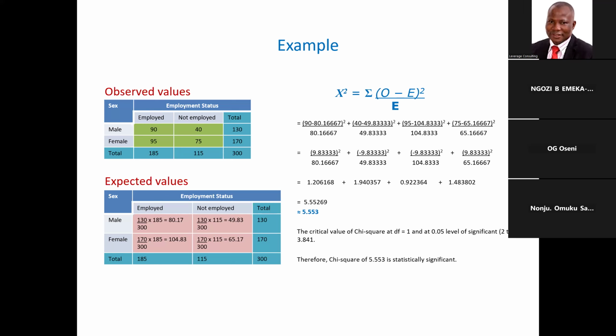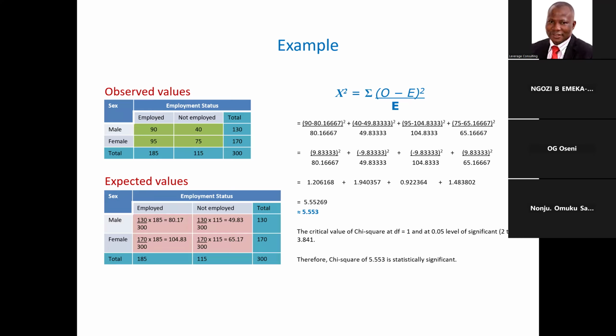5.553 is far greater than 3.841. That is why we know that the corresponding p-value, which is the probability that the difference we have observed is due to chance, will be less than 0.05, because 3.84 corresponds with the 0.05. So if we now have a value higher than 3.84 for our chi-square, the corresponding p-value will be less than 0.05 because they move in opposite directions.